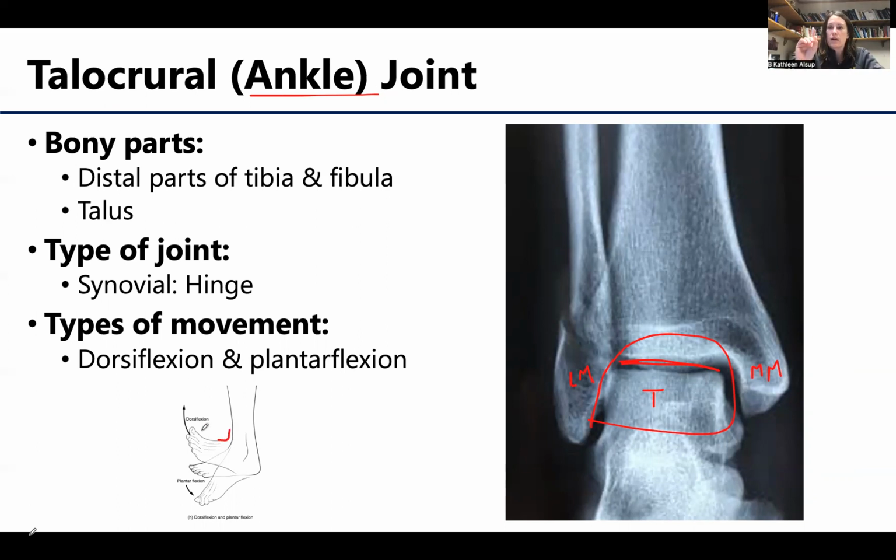So think the toes are pointing up in the air. Whereas with plantar flexion, you're going to have your toes pointing down. Think of an individual doing ballet. They're standing on their toes. They are plantar flexing.